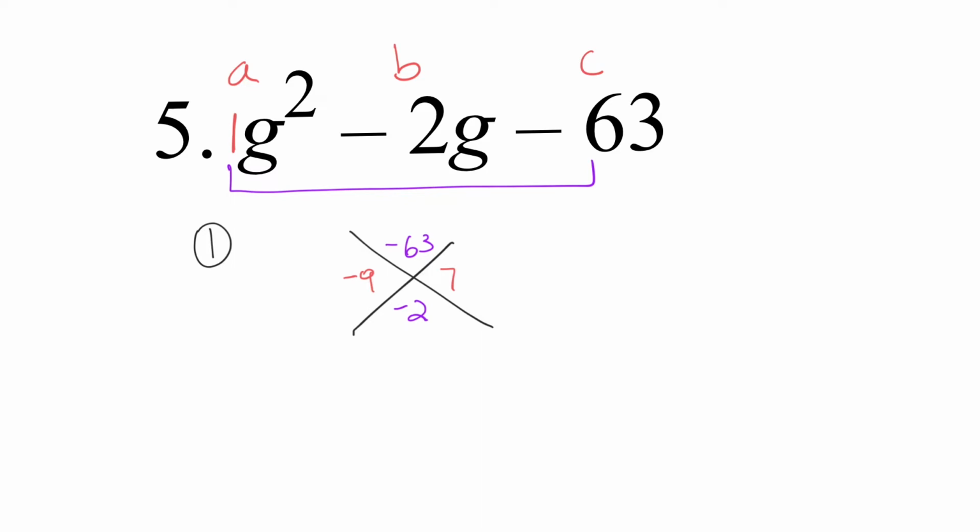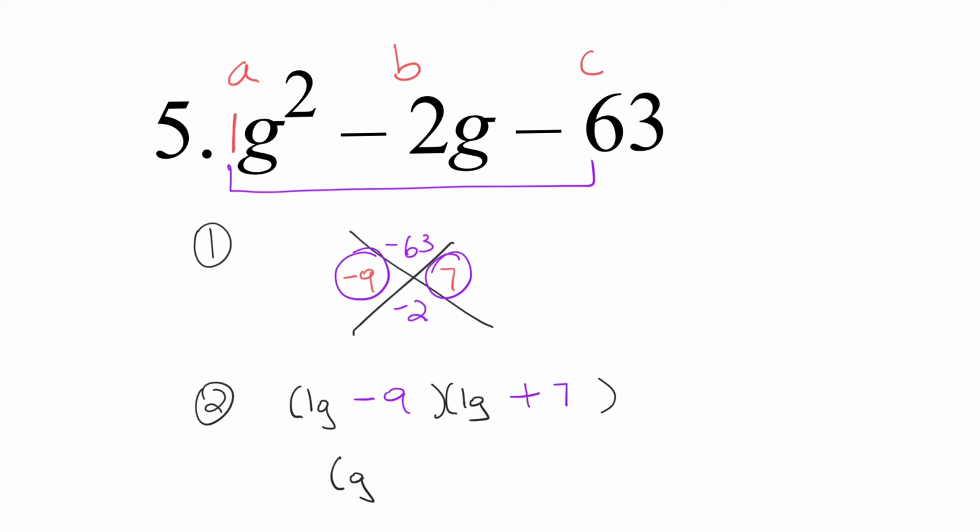Make sure it works. Second step, since a is 1, I don't have to reduce the binomials, but I need to bring down the a value, 1g and the 1g. And you guys have your factors, minus 9 and the plus 7. I don't need that 1 next to the g, so my answer will be g minus 9 times g plus 7.